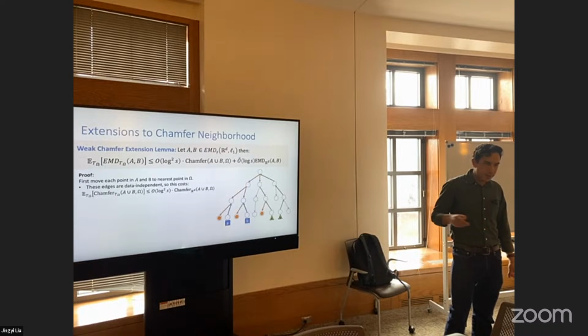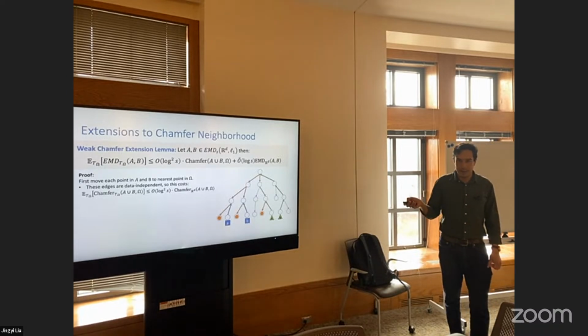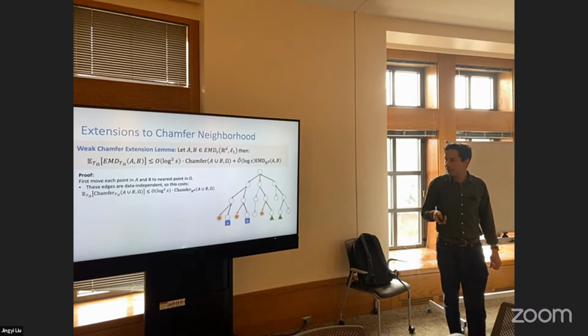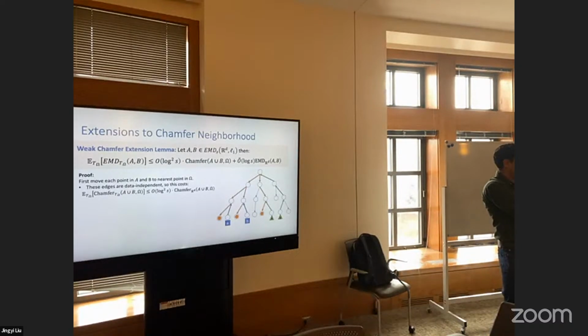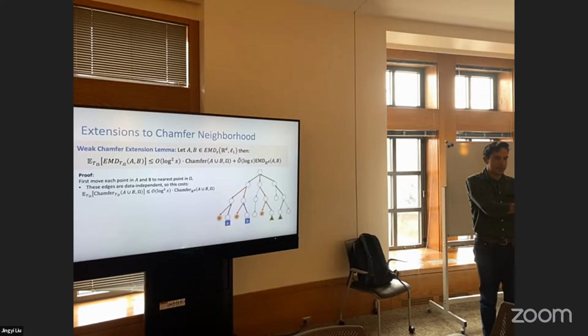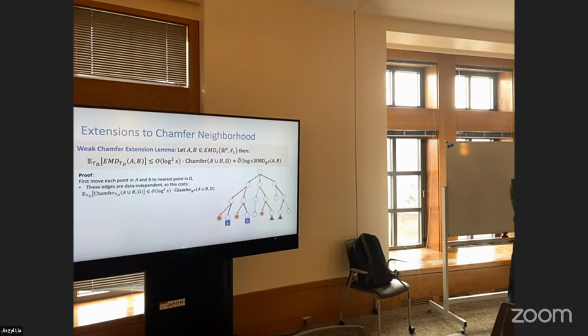Okay, so there's a very simple proof of this. And it just uses facts we've already gone over and a bunch of triangle inequality. So what we're going to do is, in the tree metric, we're going to take each of our points in A and B. We're going to move them in the tree metric to their nearest point in omega in the sampled space. And then we're just going to match them up over the sample data dependent edges. So how much does it cost to move A and B to their nearest sample point? Well, that's the chamfer distance between A and B and omega in the tree metric. But in the worst case, those are only using data independent edges, and we have the log squared s bound for that.